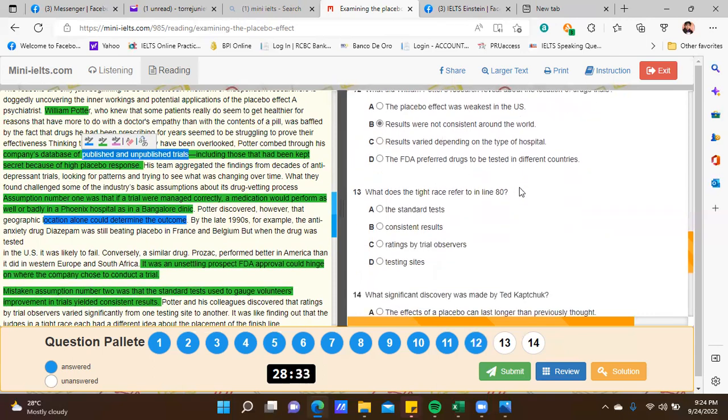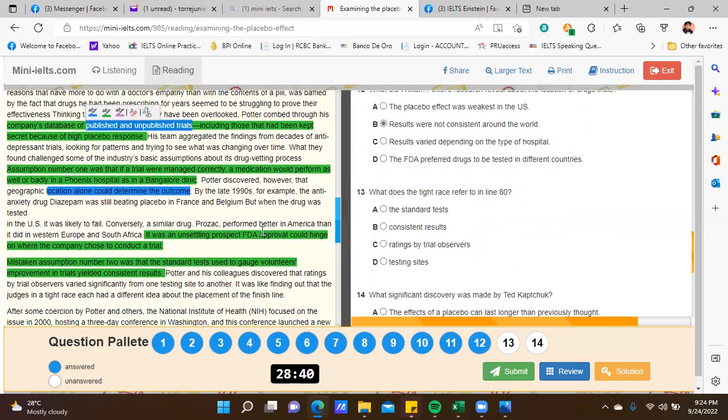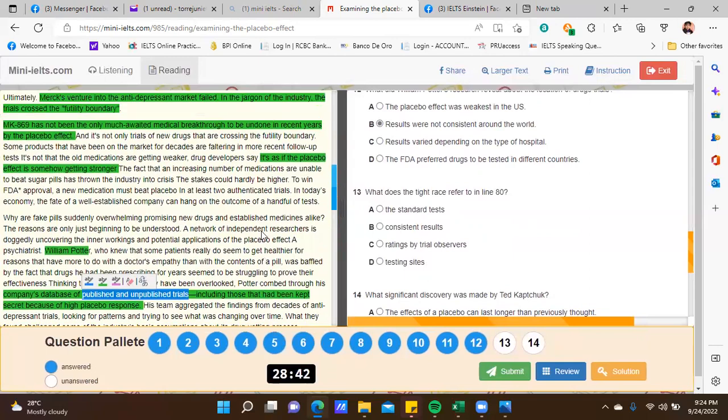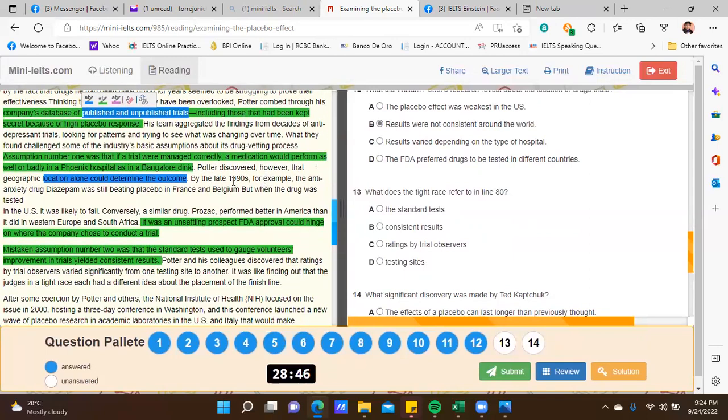What does the tight race refer to in line 18? Nasaan ba yung tight race? Oo nga. Hindi natin nakita. Bilangin natin, sir. Bilangin natin. Ano ba? Nasaan ba yung tight race? Ayun, tight race. Sa may mistaken assumption, sir.